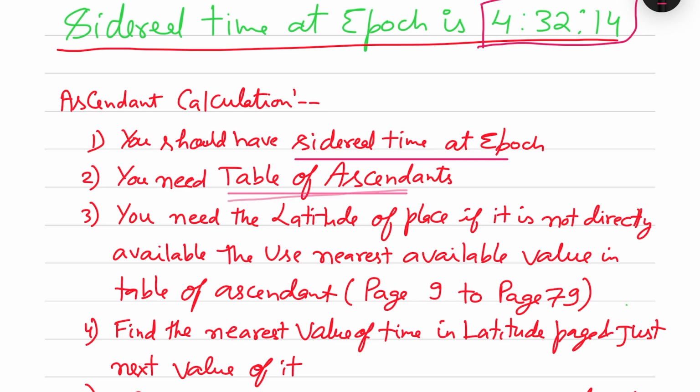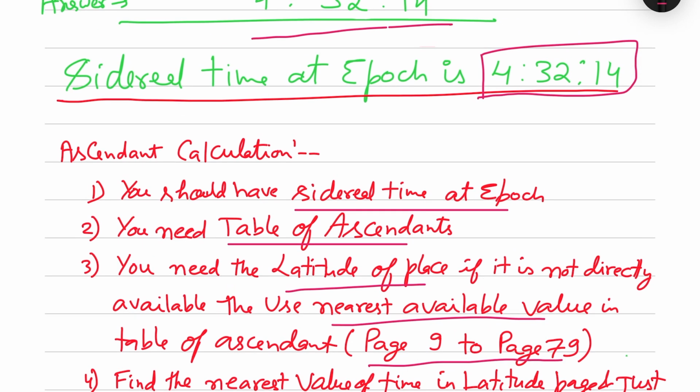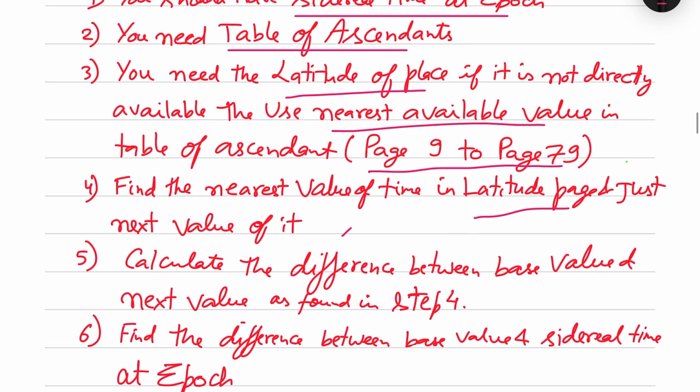You need the table of ascendant, then you need the latitude of the place. If it is not directly available, use the nearest available value in the table of ascendant from pages 9 to 79. Find the nearest value of time for the latitude of the place, and the next value from it. So our sidereal time at epoch is 4 hours 32 minutes and 14 seconds, so we have to find for 4 hours 32 minutes.